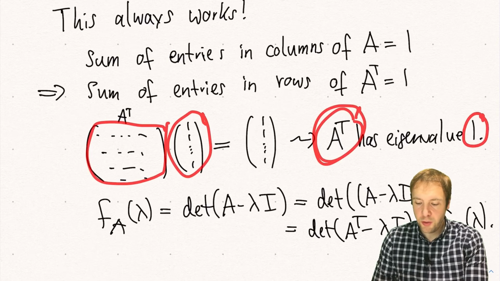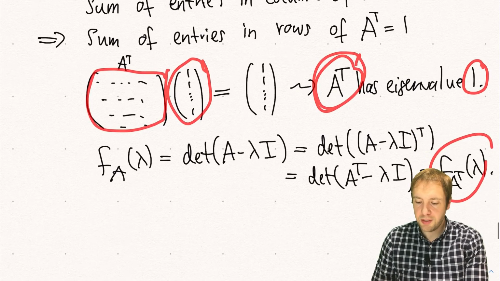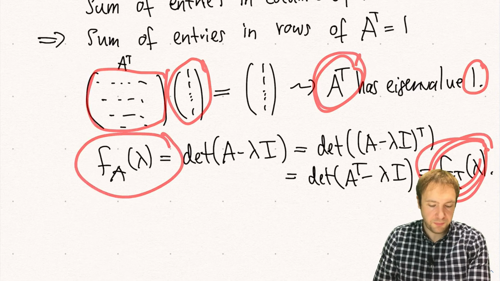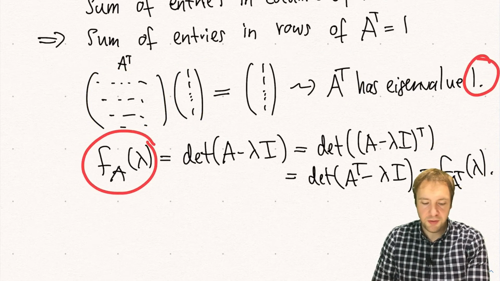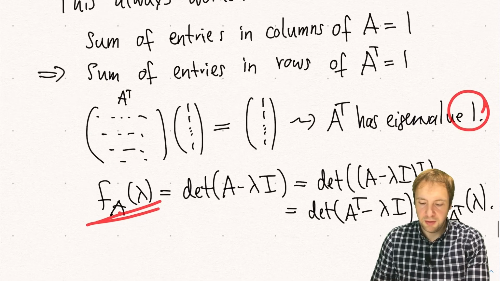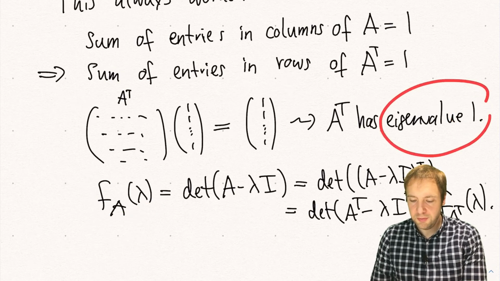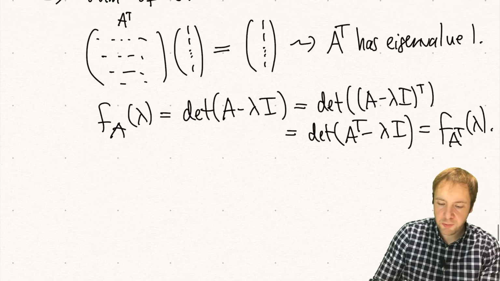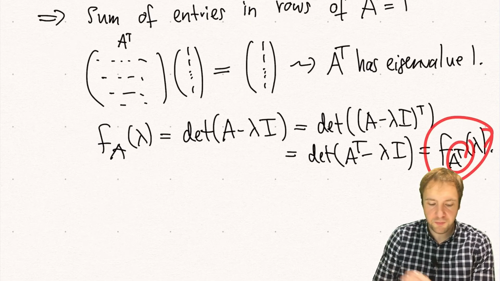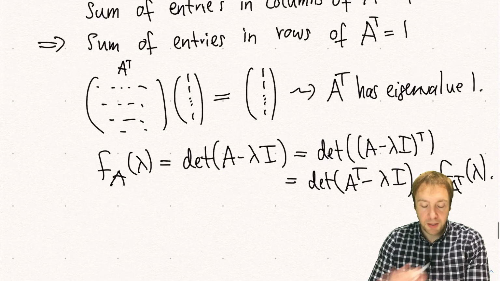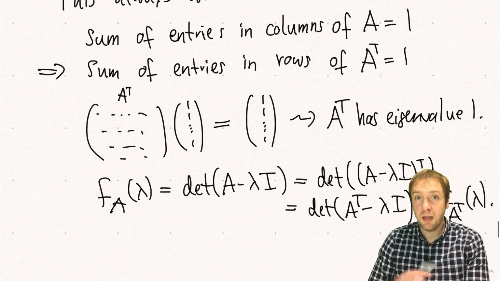This means that 1 is the zero of its characteristic polynomial, but because this is the same as the polynomial of the matrix A, 1 also needs to be an eigenvalue of A. So therefore 1 is also an eigenvalue of A. And in general we see that the eigenvalues of the transpose of a matrix are always the same as the eigenvalues of the matrix A itself. But the eigenvectors are completely different.